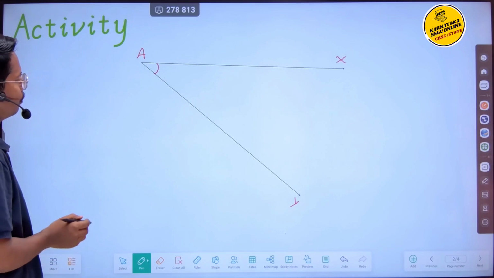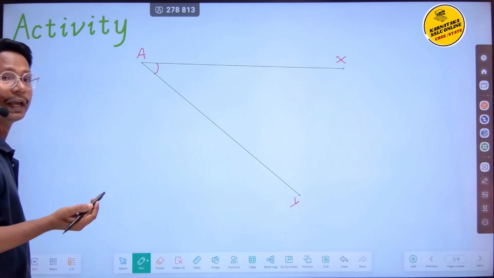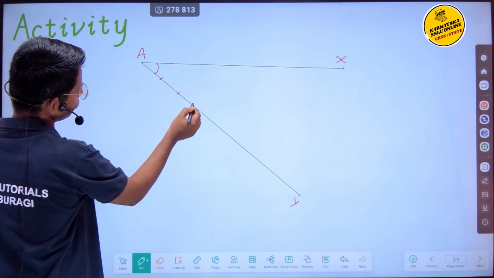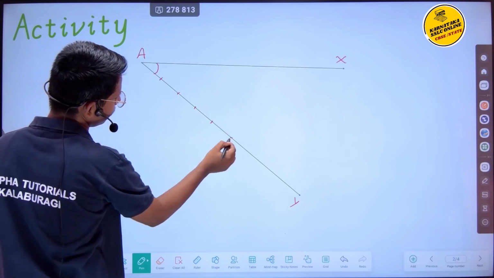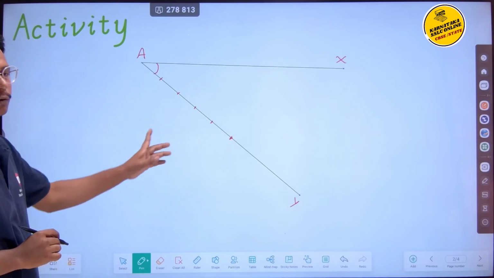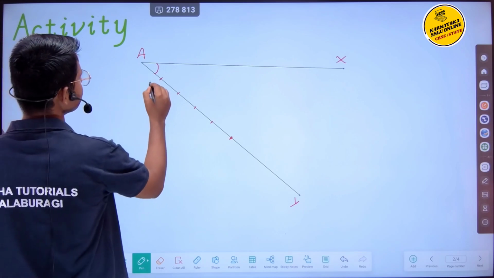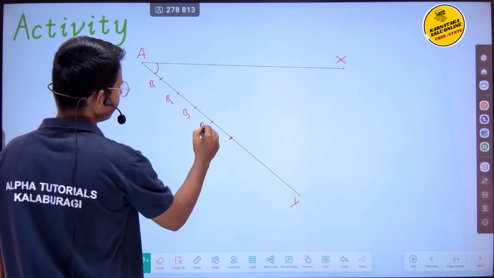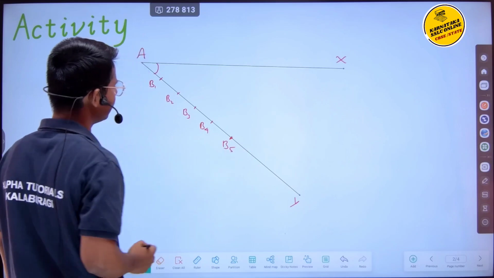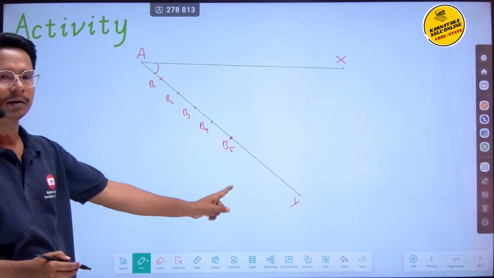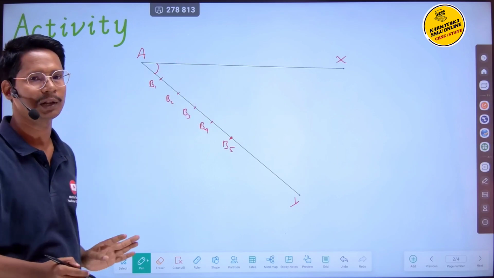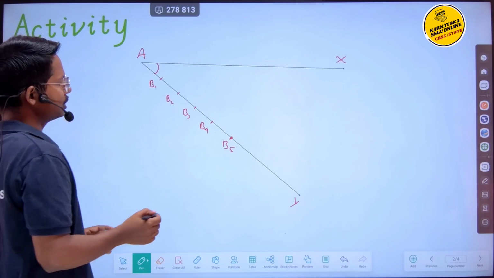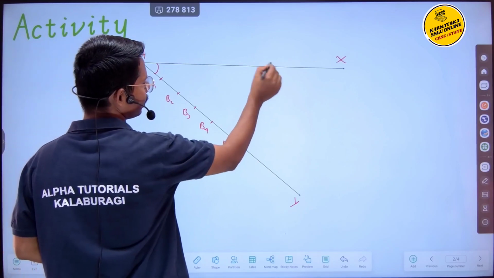Now we will divide AY into 5 equal parts. First I will set the points: point 1, point 2, point 3, point 4, point 5. I will fix 5 equal points and name them B1, B2, B3, B4 and B5. So I have made a ray making some angle with the horizontal line and marked 5 equal points.